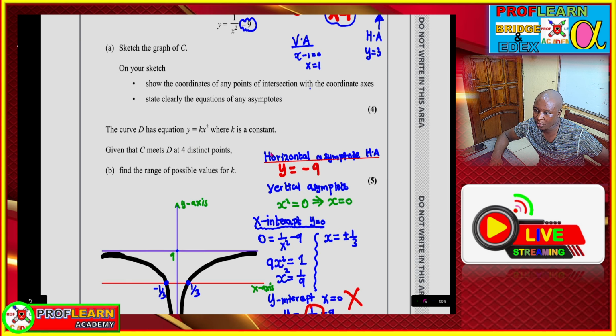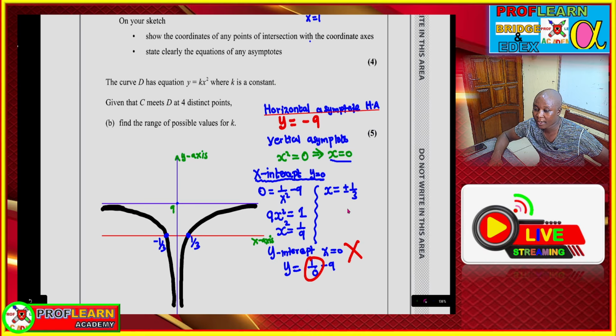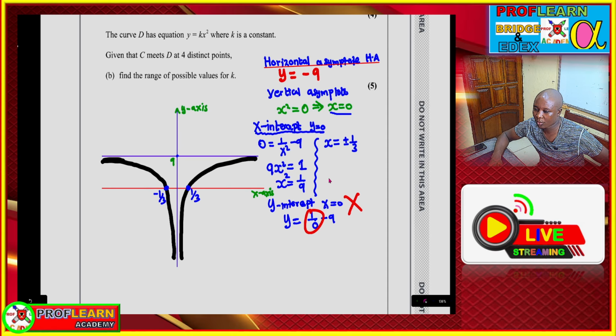For the vertical asymptote, you take everything inside the denominator and equate it to 0, which means x equals 0. That is the asymptote. The x-intercept is where y is 0. If you substitute y as 0 and work out this question, you will get the x-intercept at +1 over 3 or -1 over 3.